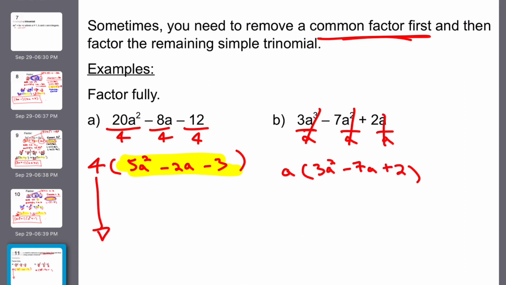So now, in this bracket, 3a squared minus 7a plus 2 is a complex trinomial that we can now factor if we're going to continue with this. Okay, so that is complex factoring, guys.